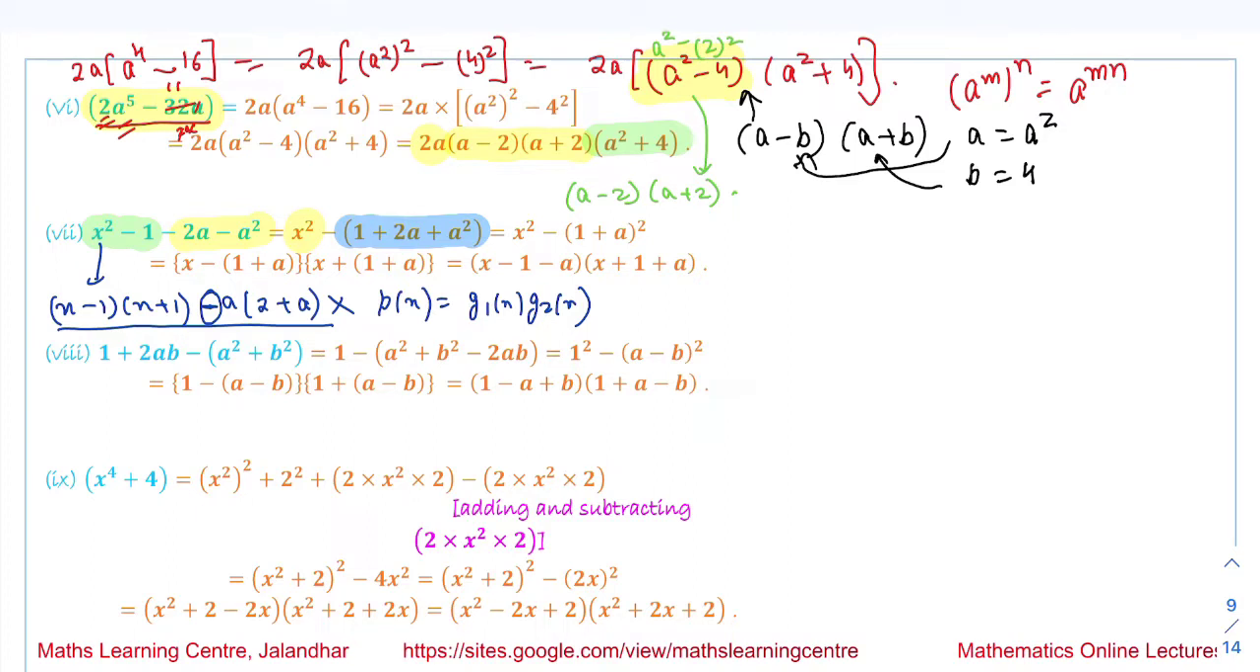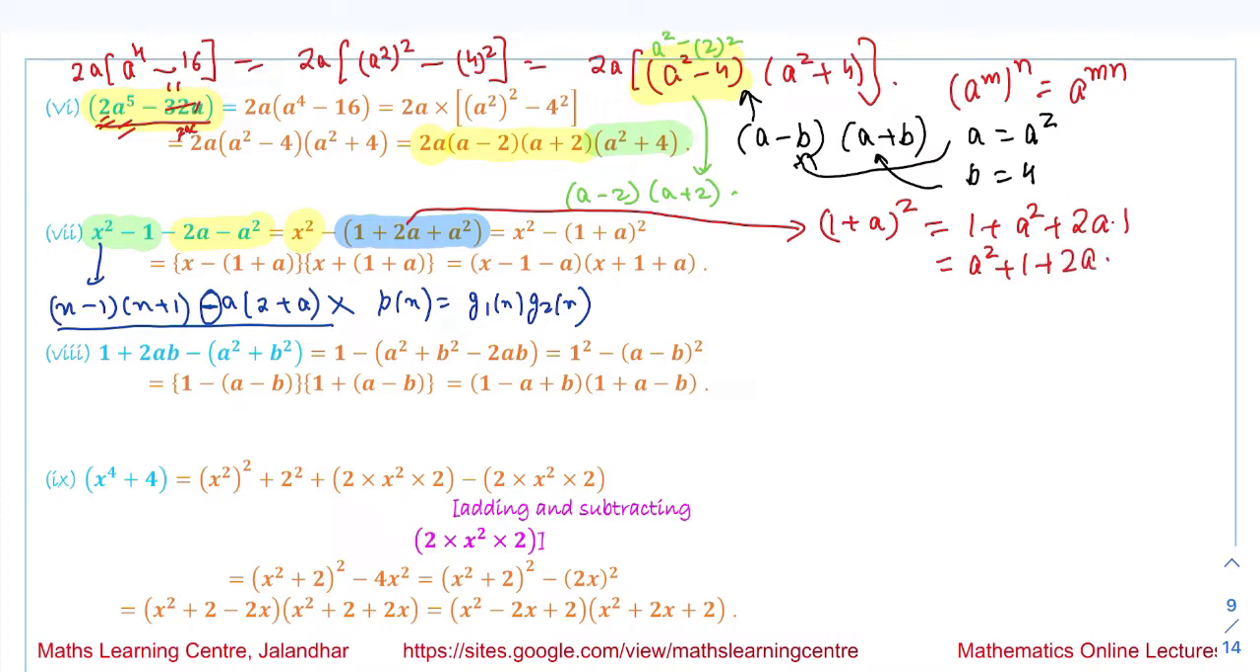Why are we doing this? Because if I write the formula for 1 plus a whole square, that will be 1 plus a square plus 2a into 1, that is equal to a square plus 1 plus 2a, and it is this particular term. So our question becomes x square minus 1 plus a whole square.